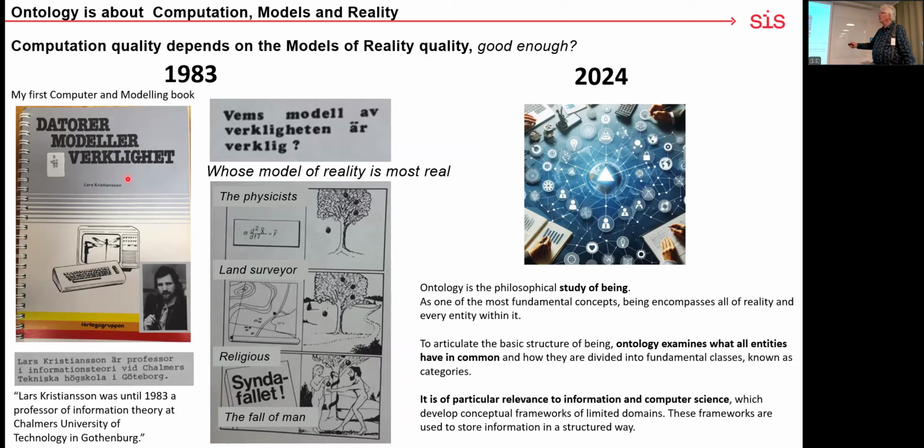And I do not say computers, I say computation instead, because we computate all the data in some way. But it depends on the models of reality quality. So that's why it's so important to create very good models, or good enough for the purpose of the models, to be more correct.